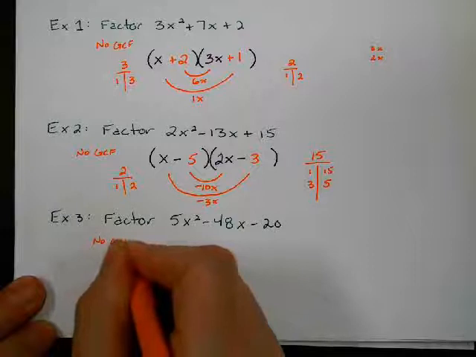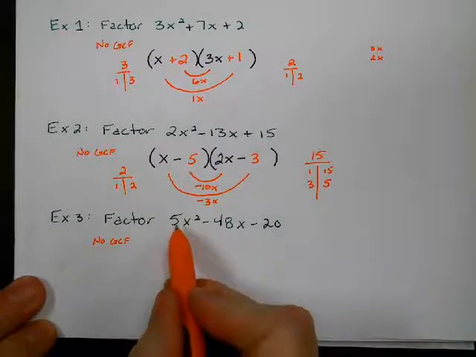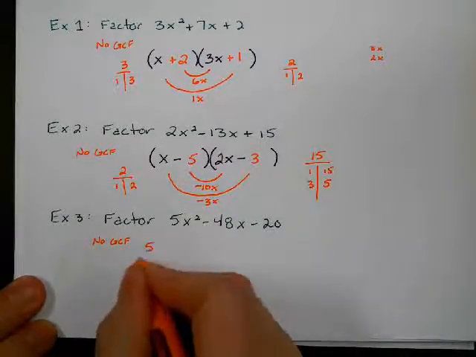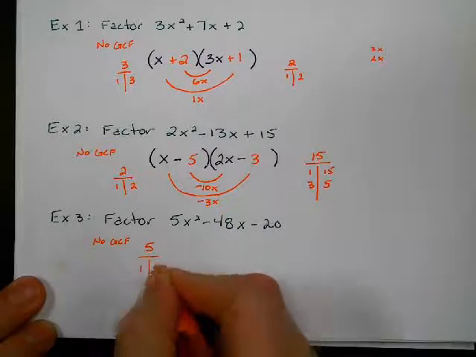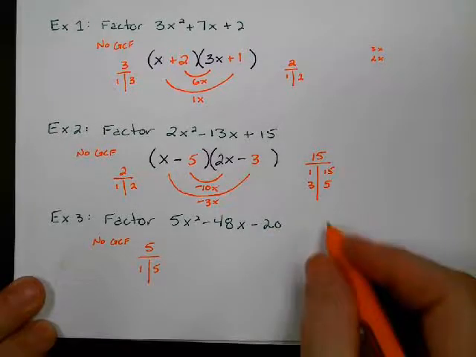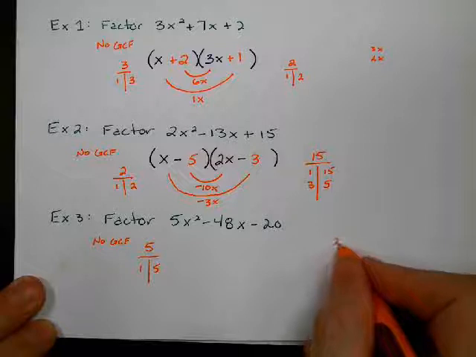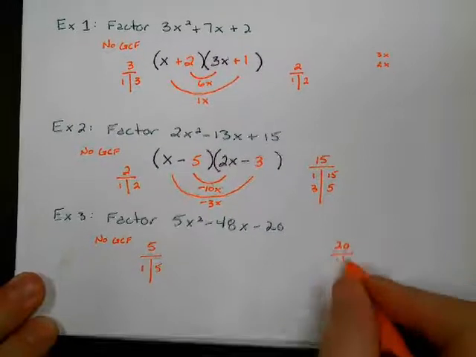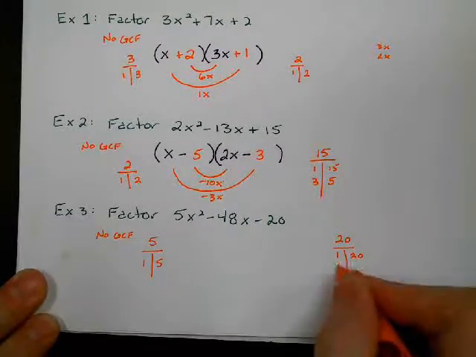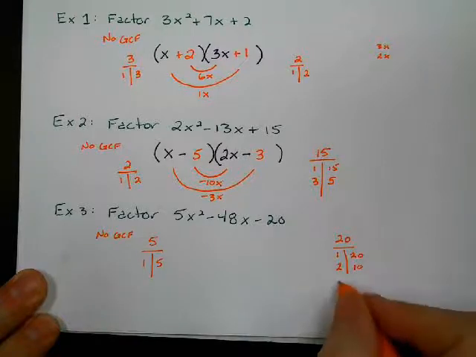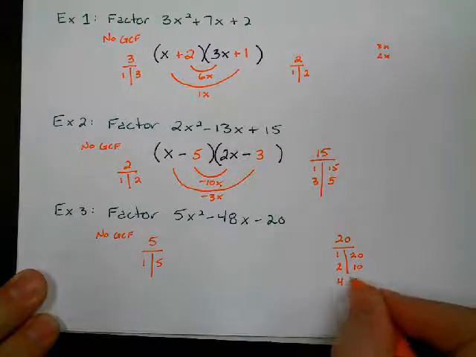All right, 5. Okay, that can only be 1 and 5. Not a lot of choices there. 20. Ooh, we're going to have some more choices here, because 20 can break down as 1 and 20, 2 and 10, or 4 and 5. Ooh, I got lots of different combinations there.